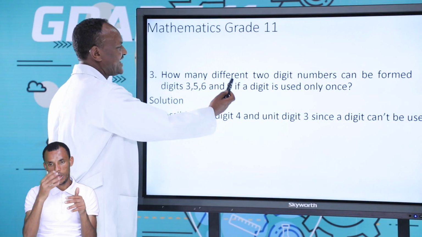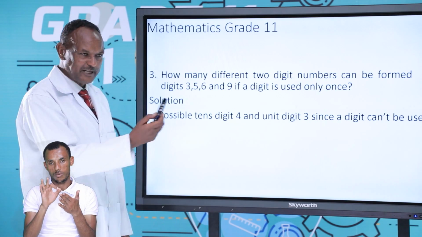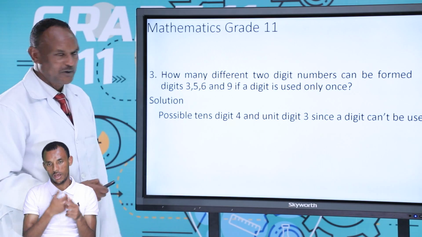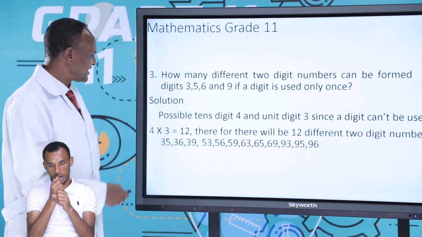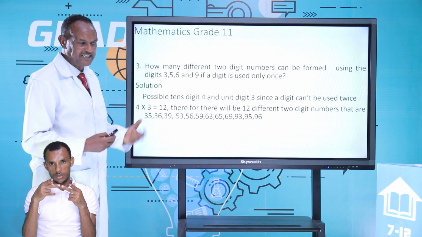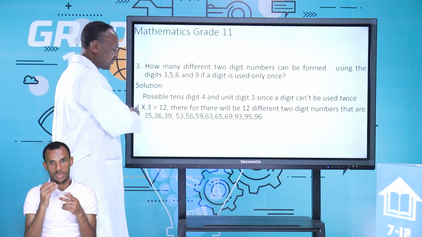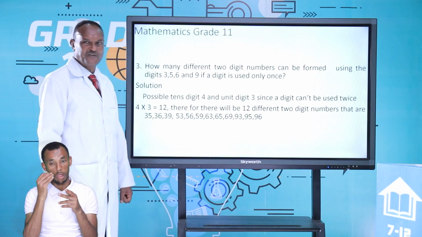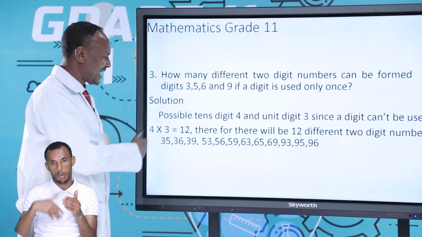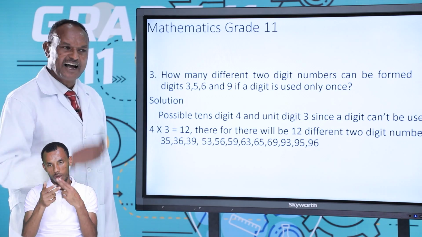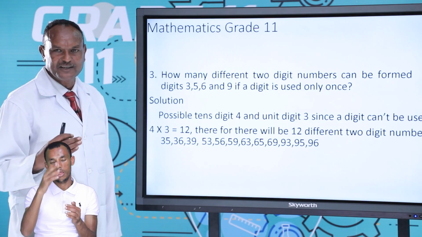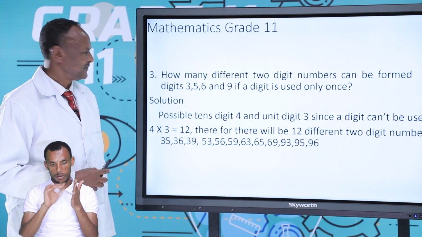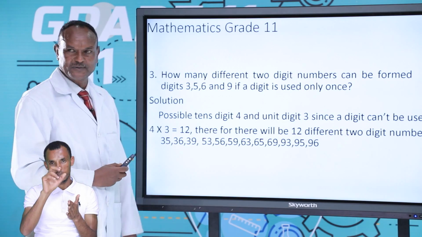Or if you take 9 as the tens digit, for the units digit we have to select from the remaining 3 possibilities. So the tens place selection can be done in 4 different ways, whereas the units place selection can be done in 3 different ways. So 4 times 3 gives 12. I can prepare 12 different two-digit numbers using these 4 digits. What does that mean? 35 is 1.